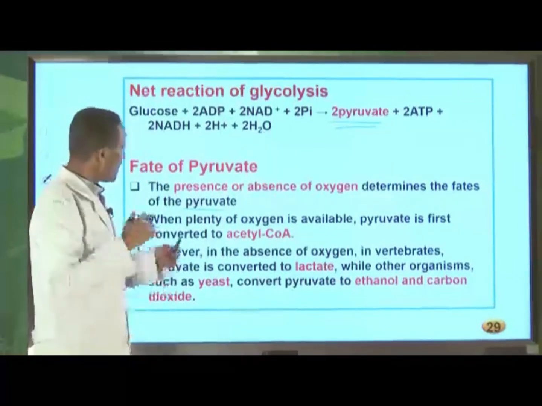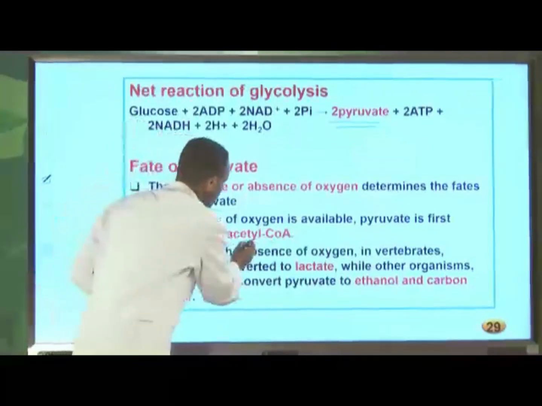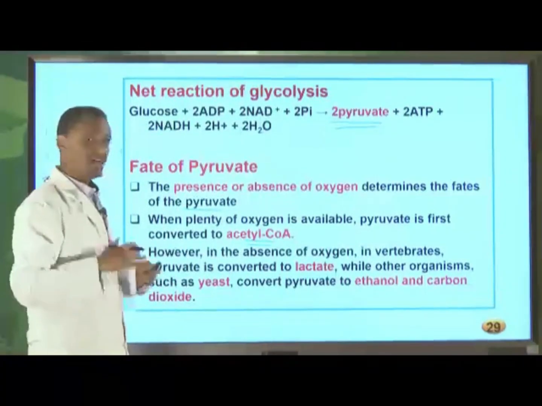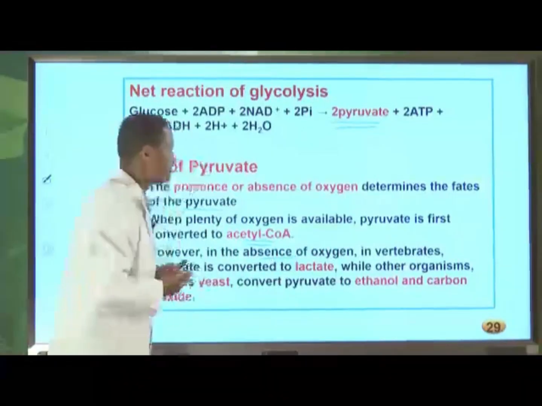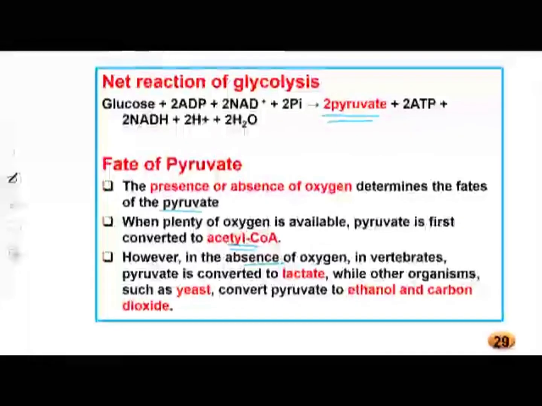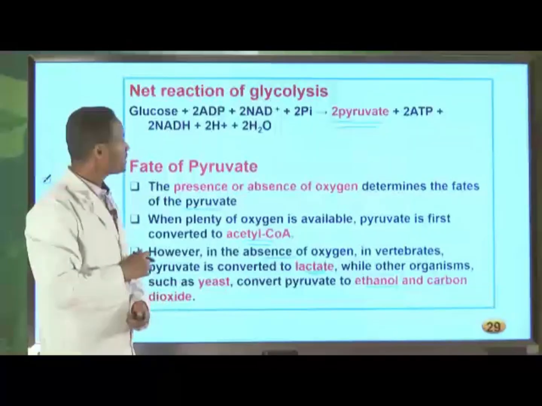When there is plenty of oxygen, pyruvate is first converted into acetyl-CoA. However, in the absence of oxygen, in vertebrates, pyruvate is converted into lactate or lactic acid. Whereas in yeast or other microorganisms, the pyruvate can be converted into ethanol and carbon dioxide. You know that ethanol is alcohol. Now, let me show this diagrammatically.